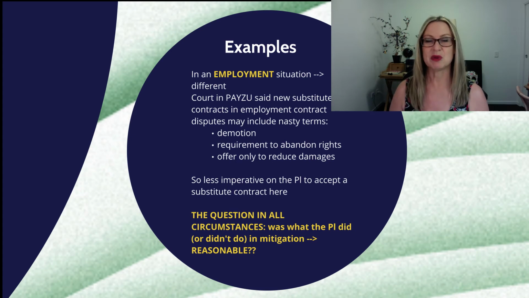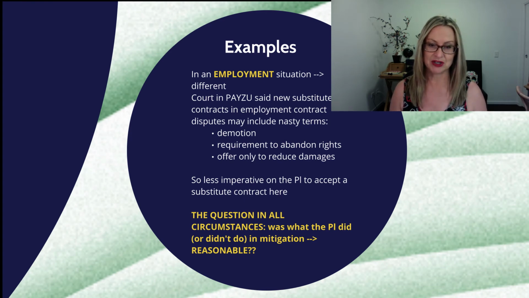They can include terms like demotion. I'll keep you on as an employee, but at a lower rank or level. The contract might require you to abandon legal rights that you have against your employer. Or at the end of the day, it really might be a very bad deal that the employer has only offered so as to say that they've actually provided the plaintiff with an option, so that they have this argument to make against the plaintiff that they failed to mitigate their losses and therefore reduce their own damages.